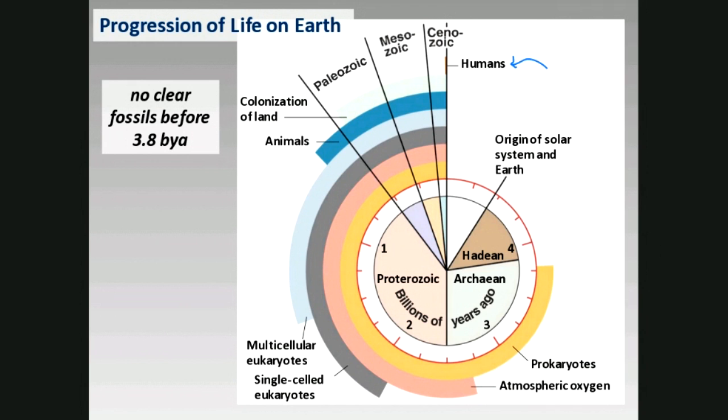So back about 4.5 billion years ago, like we talked about, the origin of the solar system and the Earth came about.